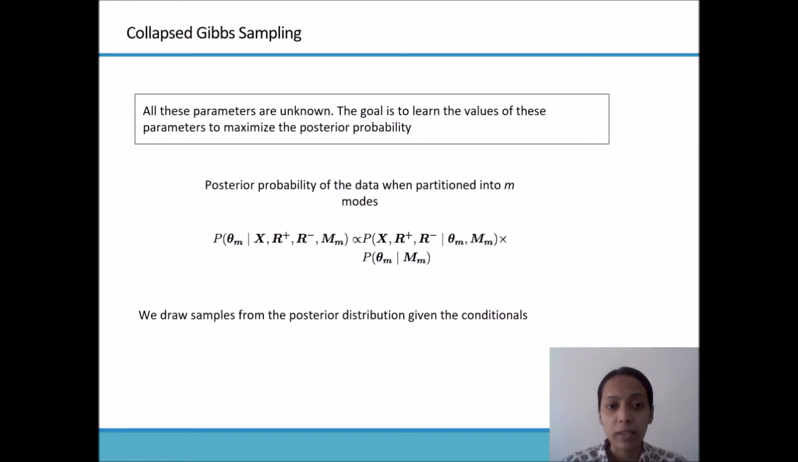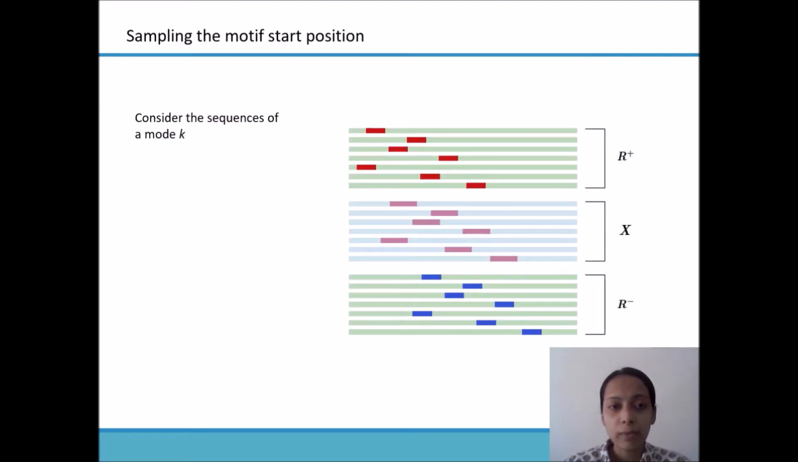All these parameters are unknown. Our goal is to learn the values of these parameters by sampling from the posterior distributions to maximize the posterior probability. The posterior probability is given as proportional to the likelihood times the prior. We will first look at the sampling of the motif start position.